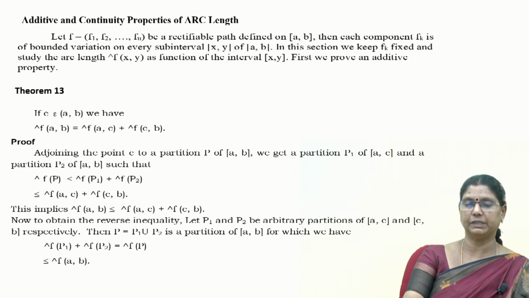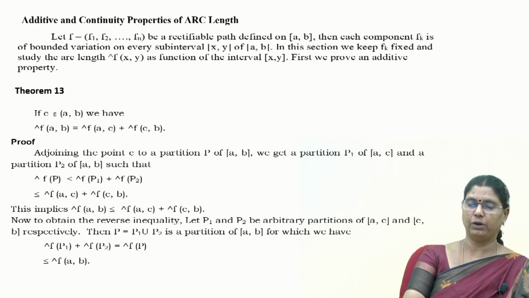Additive and continuity properties of arc length. So, let f = (f1, ..., fn) be a rectifiable path defined on the closed interval [a, b], then each component fk is of bounded variation on every subinterval [x, y] of [a, b]. So, in this section we keep f fixed and study the arc length Λf(x, y) as a function of the closed interval [x, y]. So, first let us prove an additive property, that is, if c belongs to the open interval (a, b), we have Λf(a, b) = Λf(a, c) + Λf(c, b).